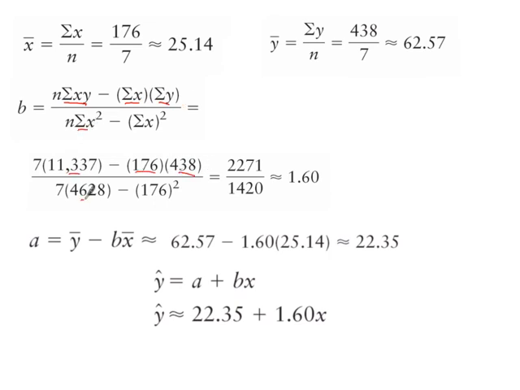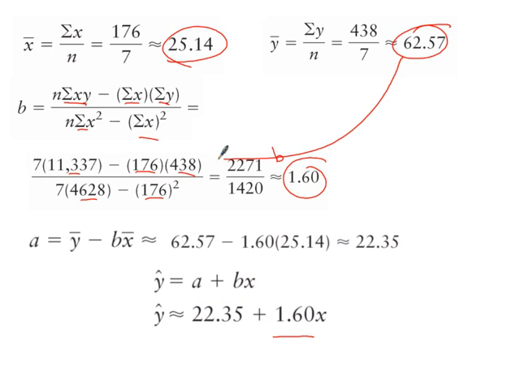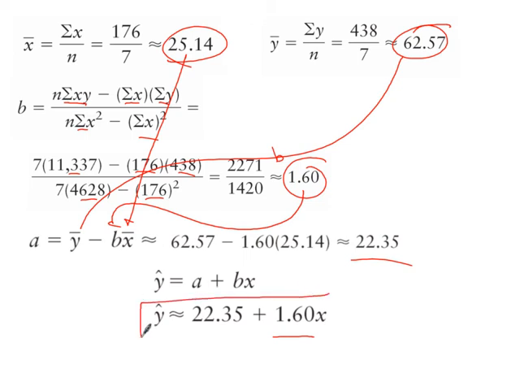You're going to be finding the slope here first. n again is 7 because there were 7 ordered pairs. Work that out, and you get a slope of 1.6. So that's why there's a 1.6x in my final equation. I'll take my x bar, I'll take my y bar, and I'll take this b, and I'll plug it in here for y bar, there for x, and there for b, and that's how I get the y-intercept of 22.35. So my line of best fit is y hat is approximately 22.35 plus 1.6x.